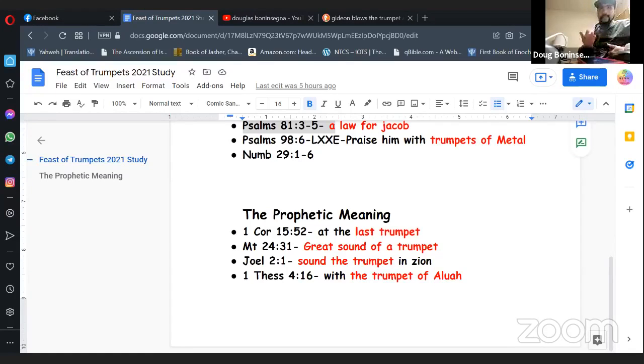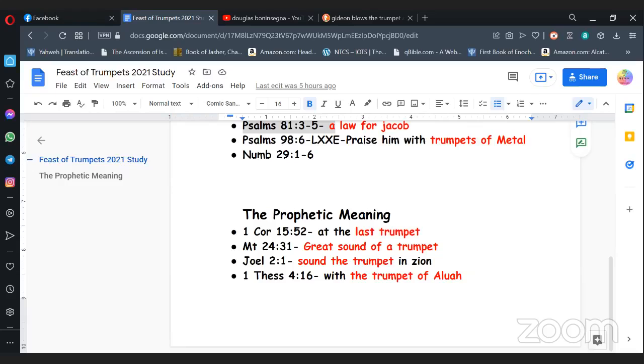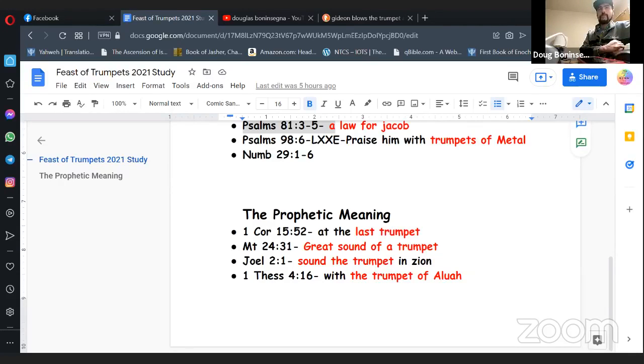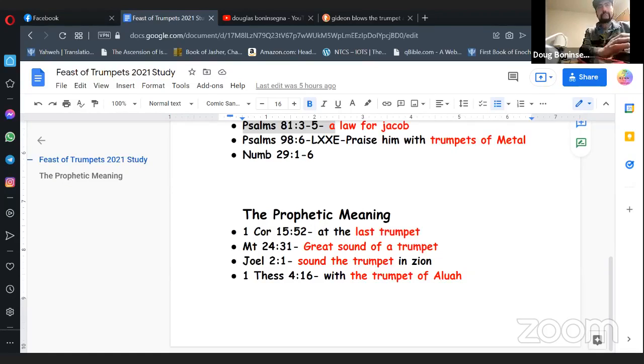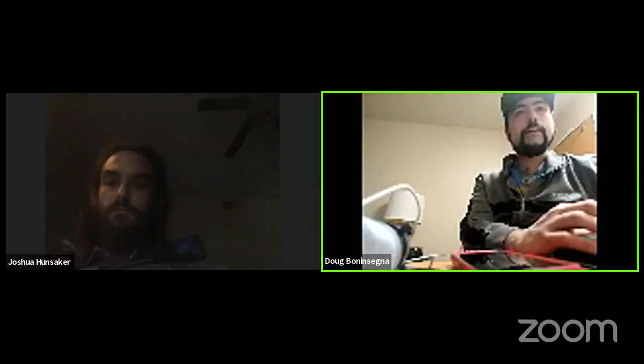If we go to the Septuagint, it's a little bit more specific about what type of trumpet is being referred to. It says in the Septuagint of Psalms 98, verse 6, with trumpets of metal and the sound of a trumpet of horn, make a joyful noise before the king. So obviously, trumpets of metal would refer to the silver trumpets.